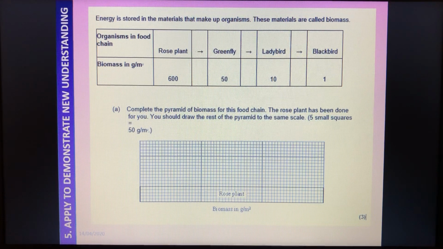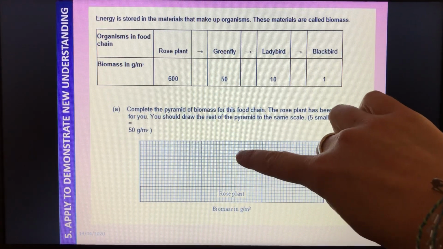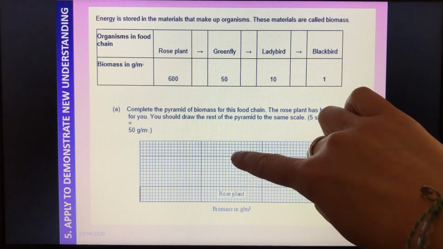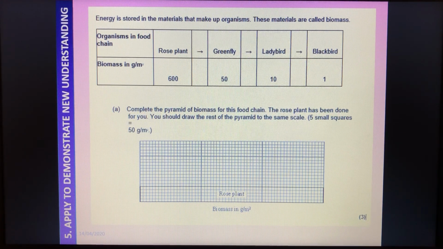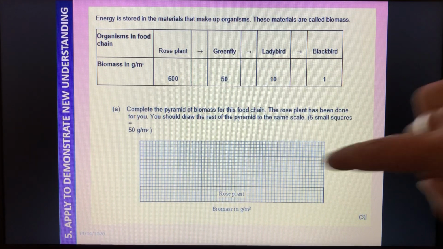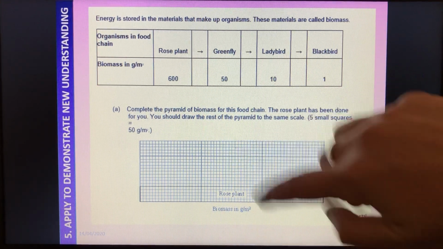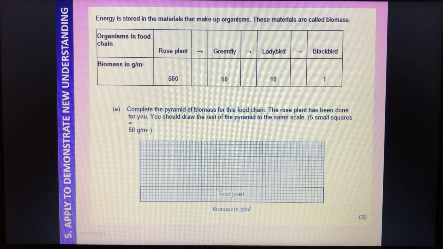Hopefully you can do the rest, but just if you need any further help. Above that, another 5 small squares high, but this time only one little square wide. We're going to have the 10 ladybird. And then probably just a very thin line on the top, again 5 squares high, which is going to have one single line there for the 1 blackbird.